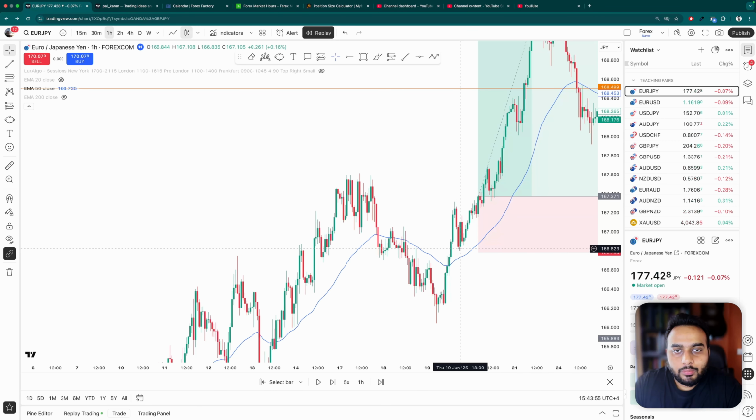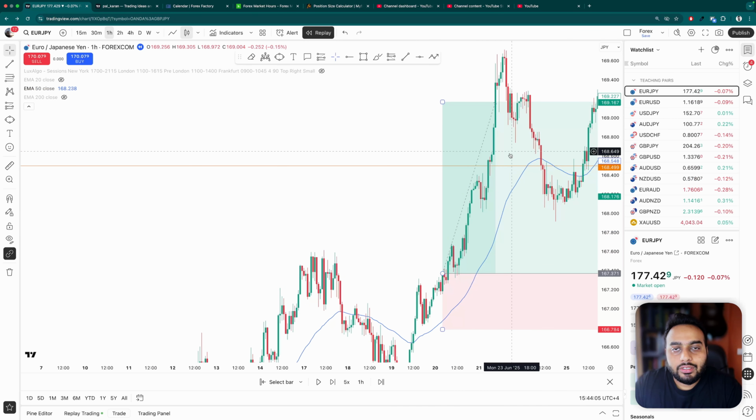You can see I am not being greedy. I am not keeping my stop losses tight. I am keeping a safe distance around these positions. And what do I get in return? I get a really good trade, right?